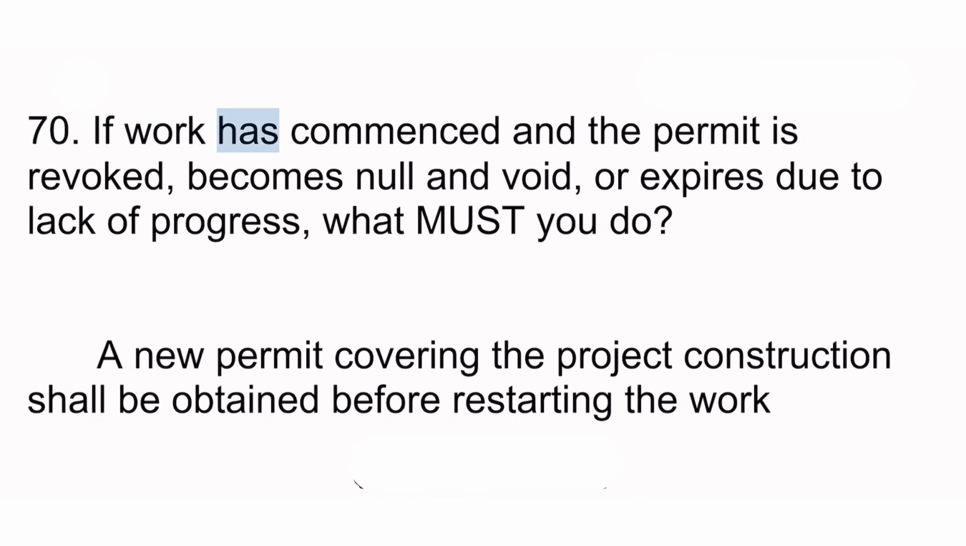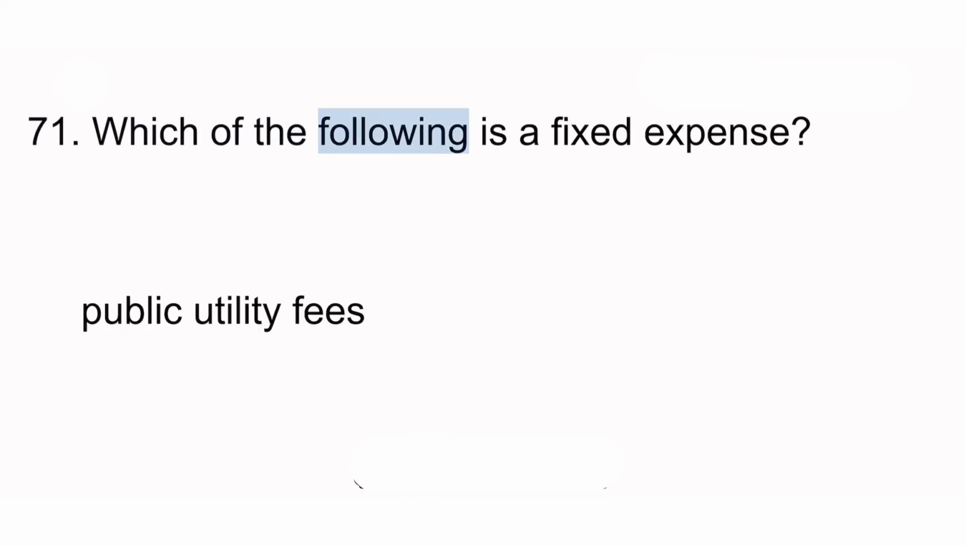70. If work has commenced and the permit is revoked, becomes null and void, or expires due to lack of progress, what must you do? A new permit covering the project construction shall be obtained before restarting the work. 71. Which of the following is a fixed expense? Public utility fees.